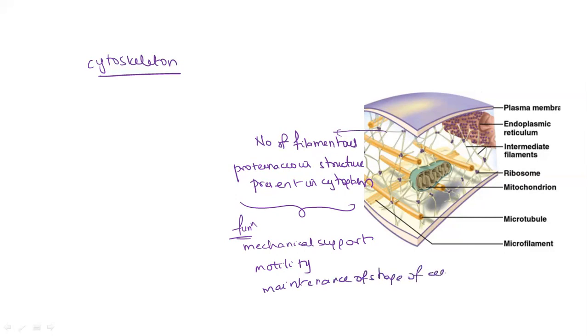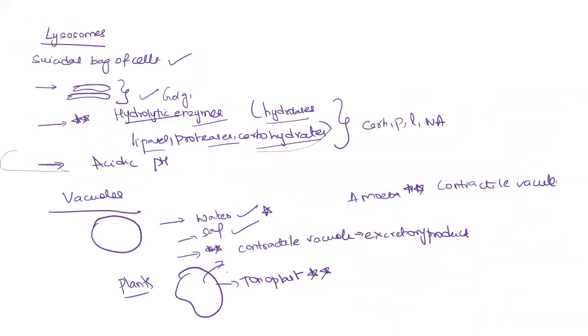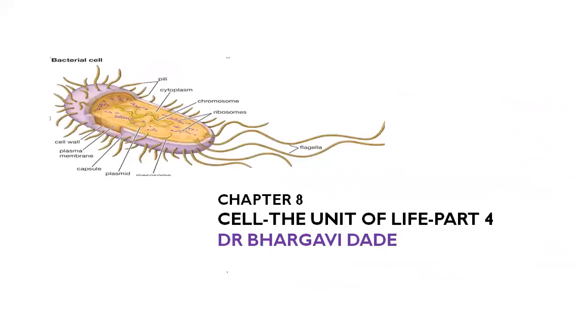So imagine if we do not have an outermost shape, so all our organs will not be in proper shape. So our outer structure is determined by that. So cytoskeleton main function is determining the shape and mechanical support and motility. So let us have a review of today's class.